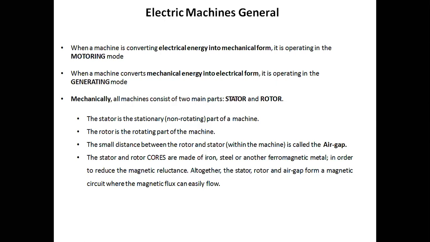So mechanically, all DC machines consist of two parts. These are nothing but stator and the rotor. We are using the stator which will not rotate, which will remain stationary. And the rotor we are calling the rotating part of the machine. So we are putting a small distance between the rotor and stator. We are calling this an air gap.